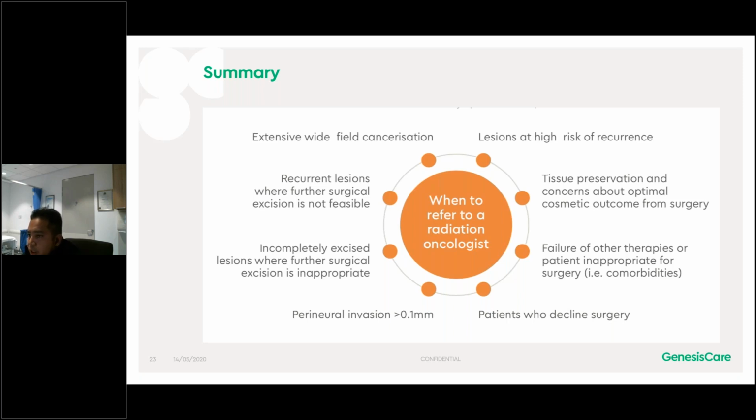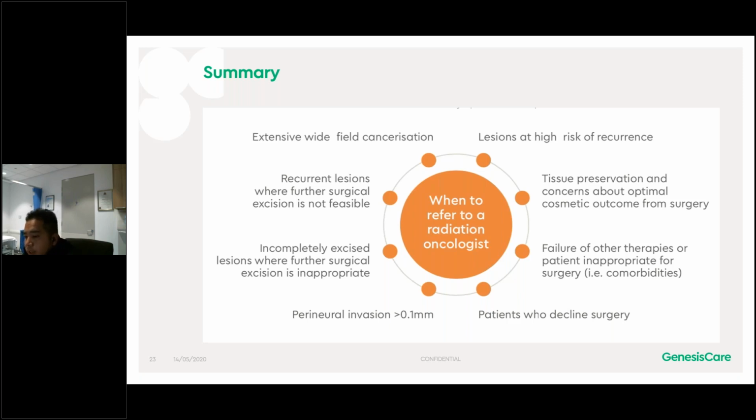The next indication would be tissue preservation concerns, or optimal cosmetic outcomes from surgery. Usually this would be on the face, where it's quite important, especially for those patients that are a lot younger, and also for those patients that might be working in industries where you're facing customers and so on. It's even more important for them to be considered for radiation treatment. Then there is failure after other therapies, or inappropriate for surgery, usually due to comorbidities. You can actually see radiation oncologists for radiation therapy instead.